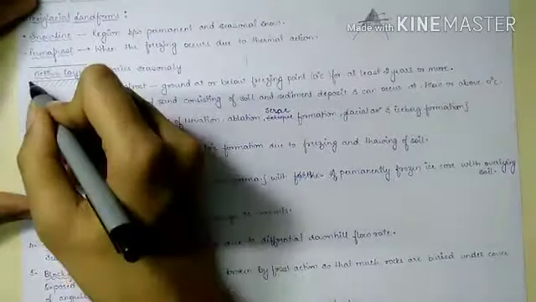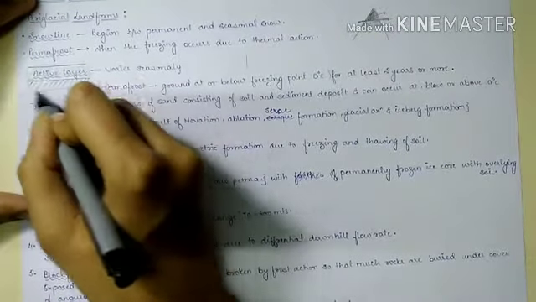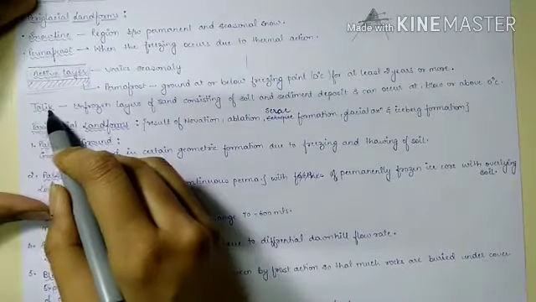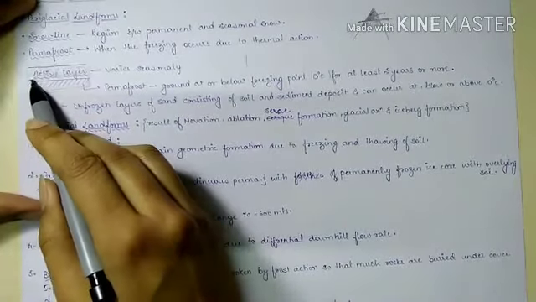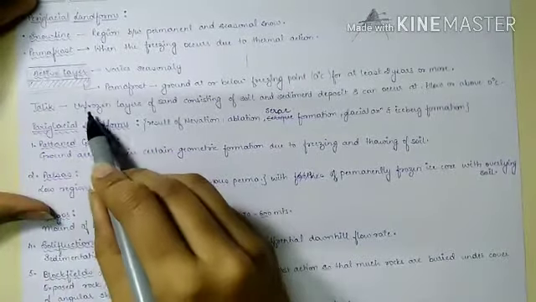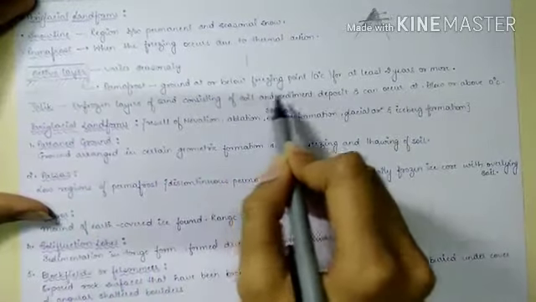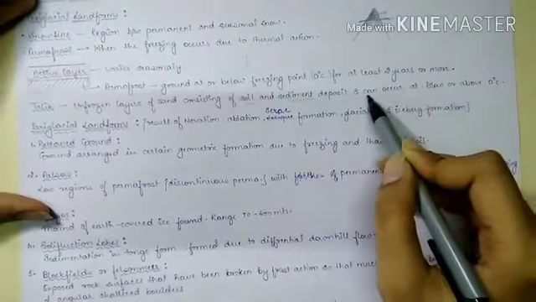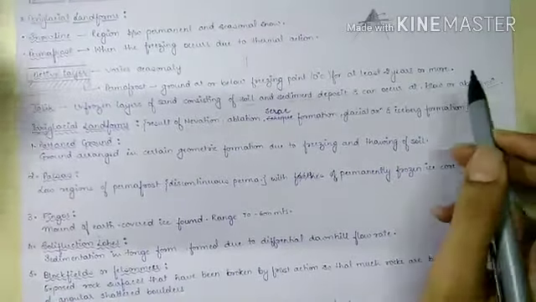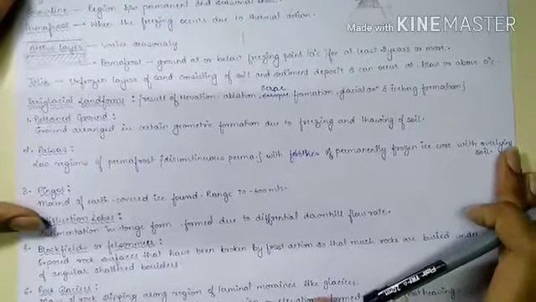Now between this active layer and the permafrost layer, we have talik. Talik can be present here, here, anywhere. It is the unfrozen layer of sand consisting of soil and sediment deposits, and can occur at below or above 0 degree Celsius. So their temperature can vary. Now we will look into some periglacial landforms.